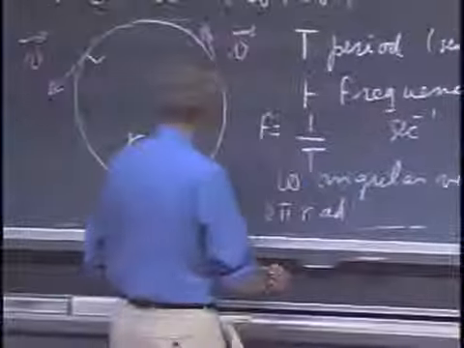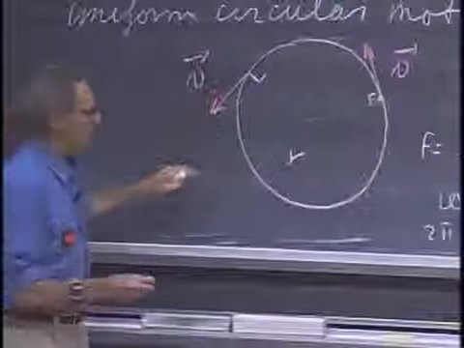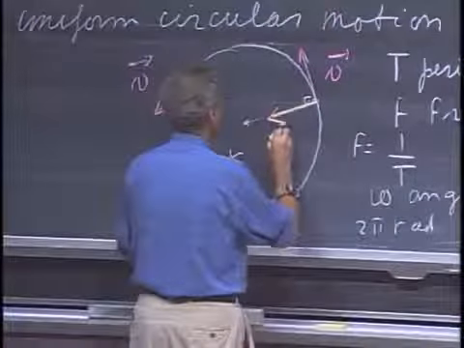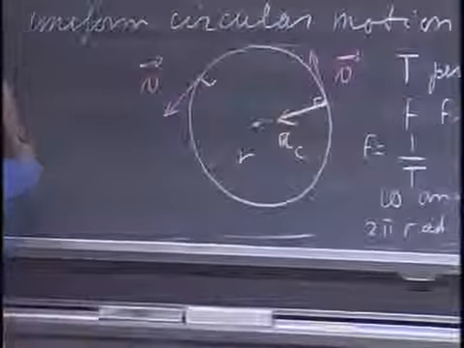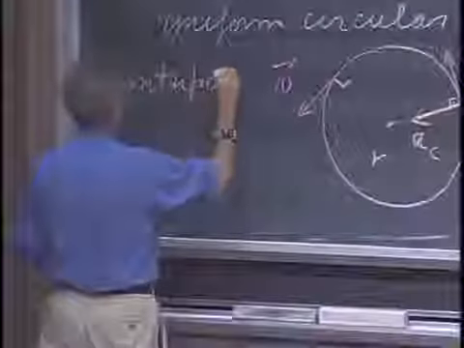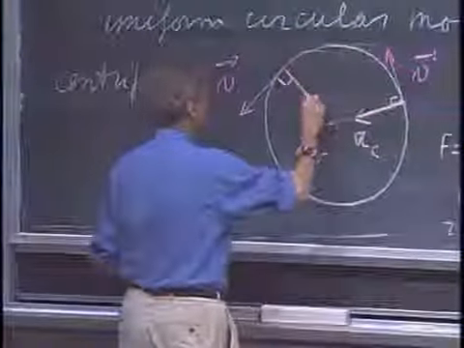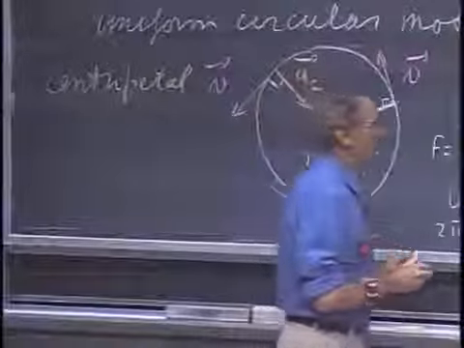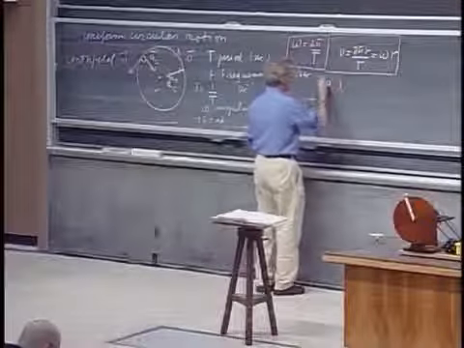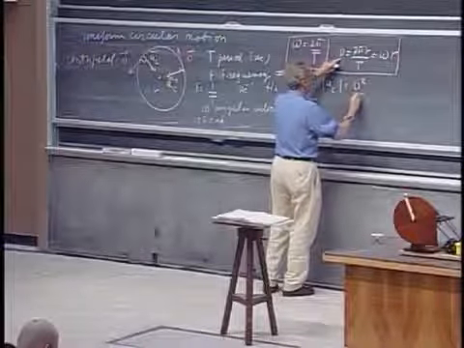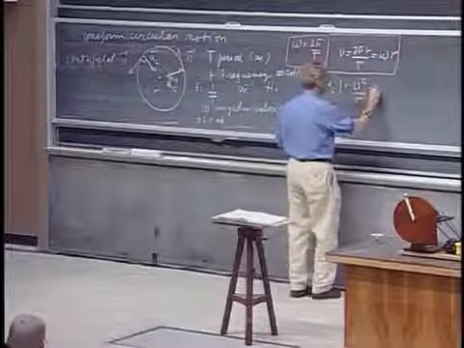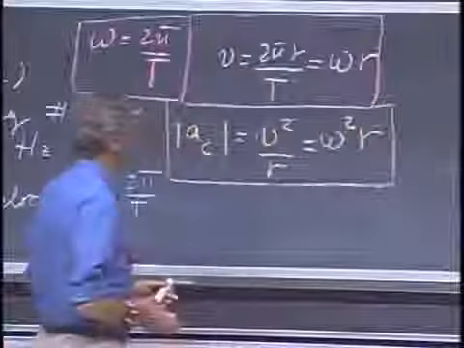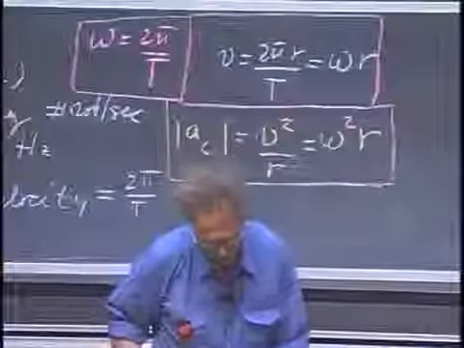This acceleration that is necessary to make the change in the velocity vector is always pointing towards the center of the circle. We call it centripetal acceleration. Centripetal, pointing towards the center, and here it's also pointing towards the center. It's a vector. And the magnitude of the centripetal acceleration equals v squared divided by r, and therefore it's also omega squared r. And so now we have 3 equations, and those are the only 3 you really would like to remember.